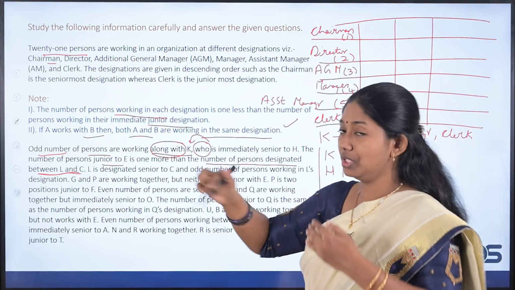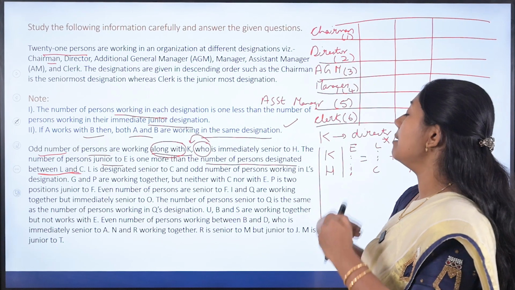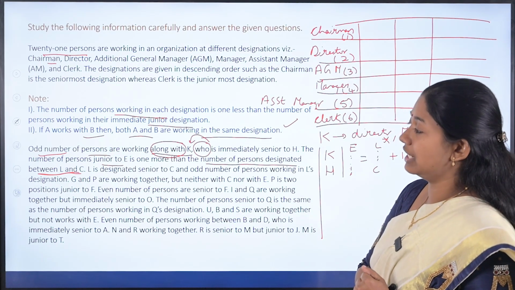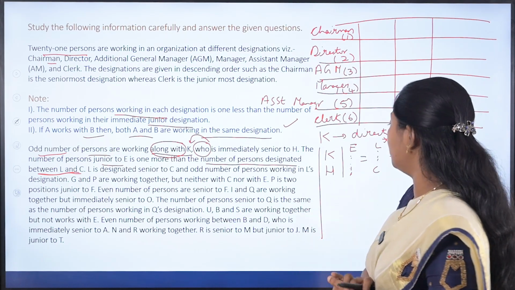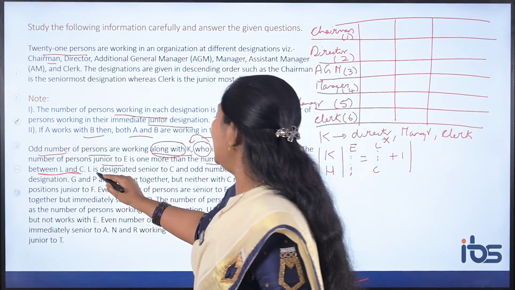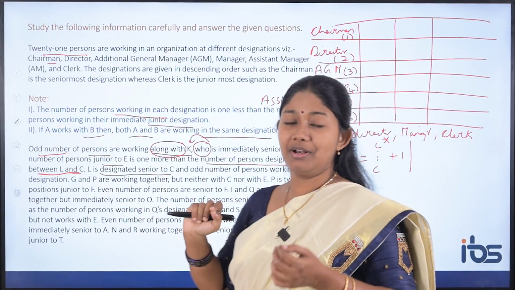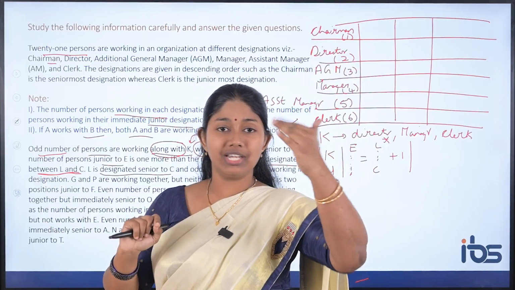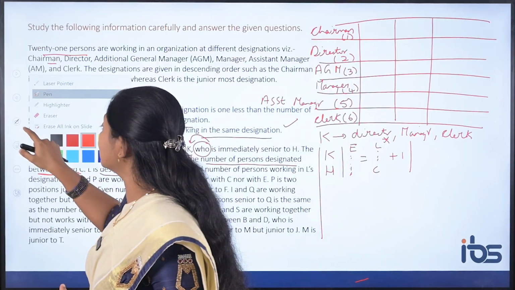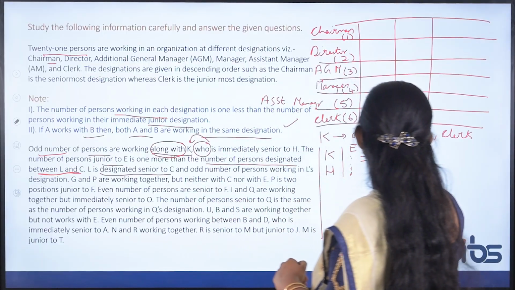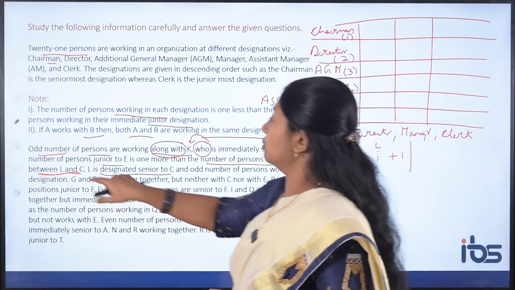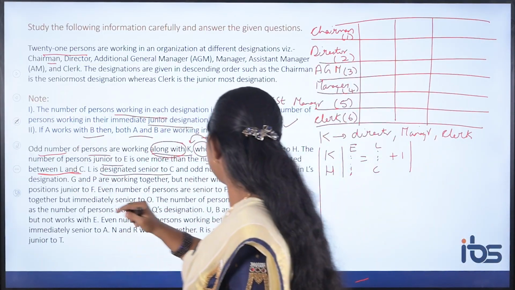So the number of persons junior to E is one more than the number of persons designated between L and C. That also I have mentioned. Now L is designated senior to C. By this I can remove this asterisk symbol. Why I have mentioned there asterisk LC or CL, I don't know. But that statement confirms that L is senior to C. So that also we have done.